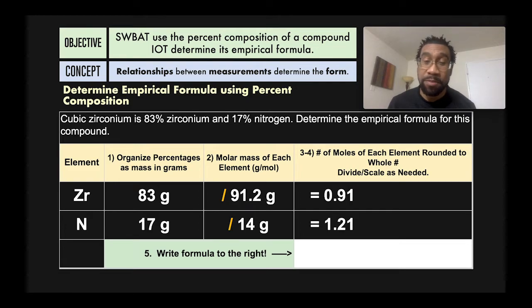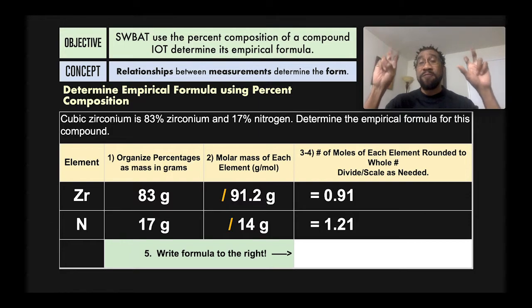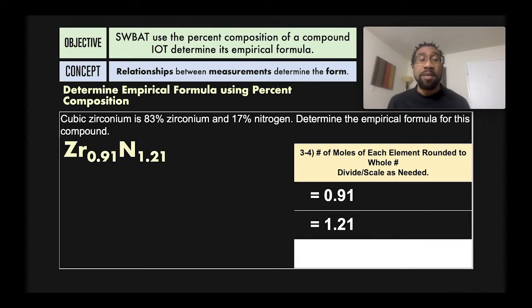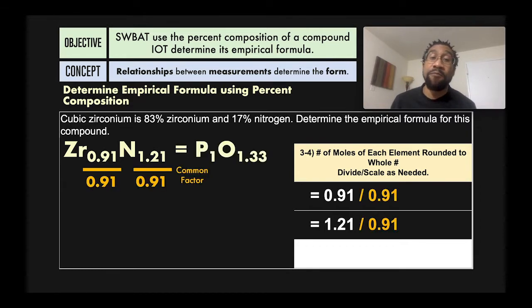So let's keep it moving. We got 0.91 and 1.21. So let's write our theoretical chemical formula: Zr 0.91 and N 1.21. Okay. If we assume that 0.91 is a common factor, we're going to divide each number by 0.91 and we get 1 and 1.33. Okay. So hold up. Last time we had a half. This time we got 1.33, or 0.33 in our decimal.